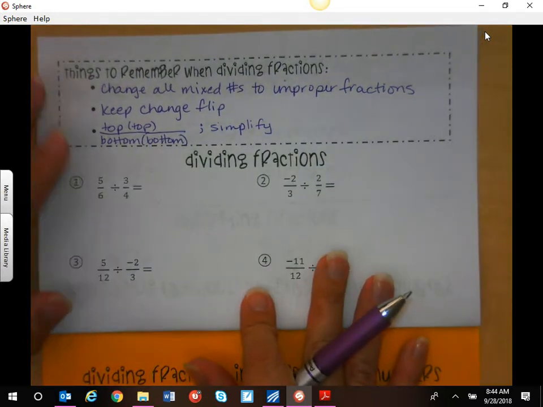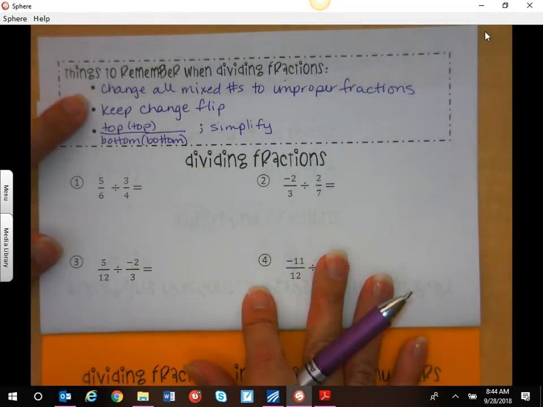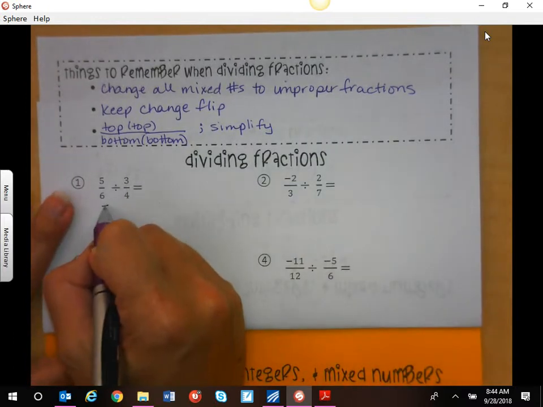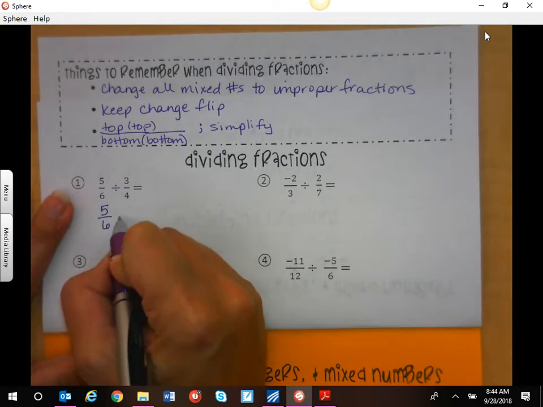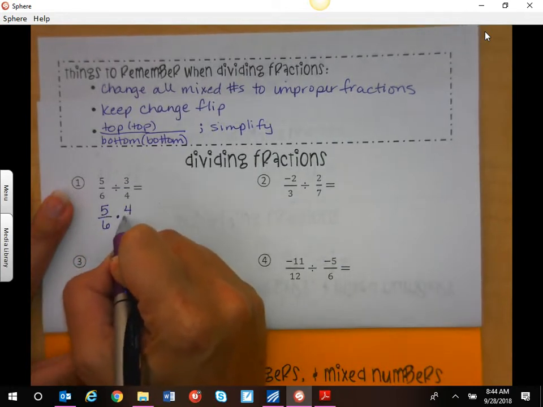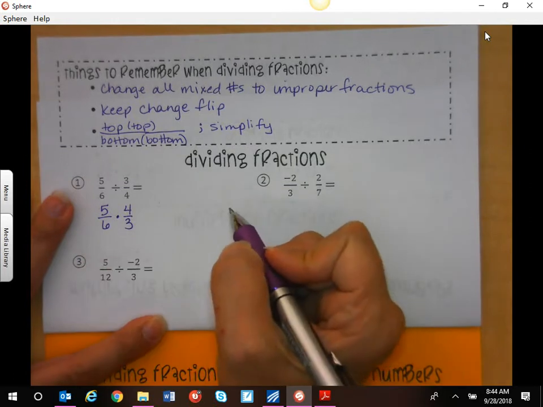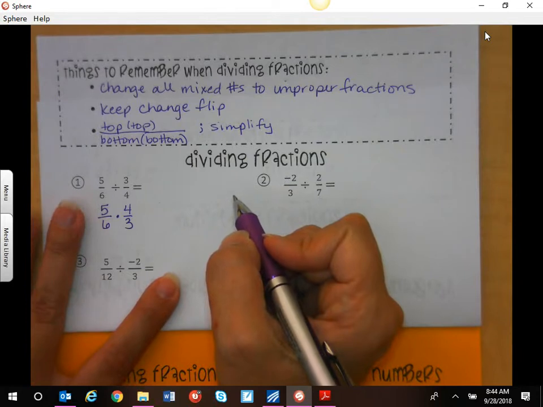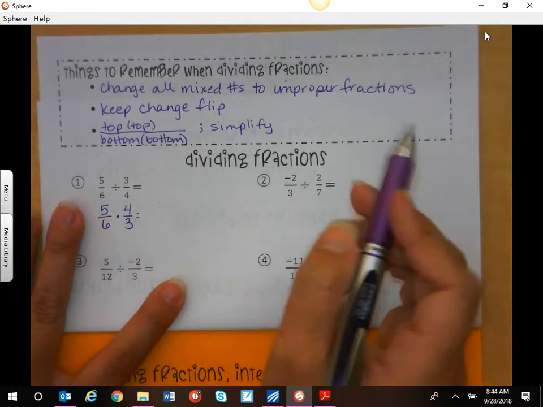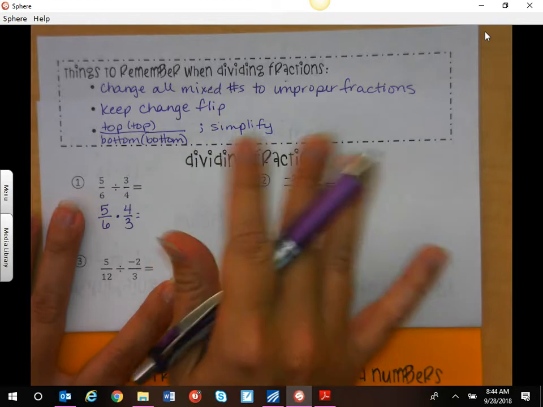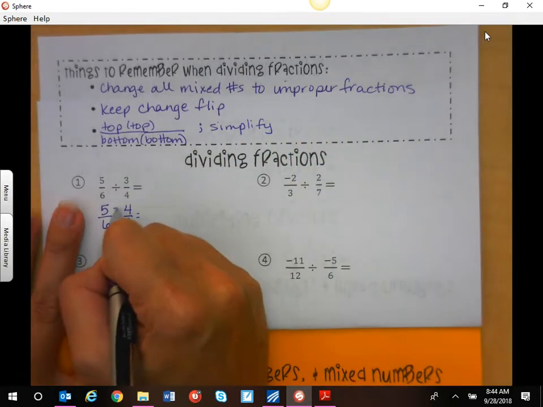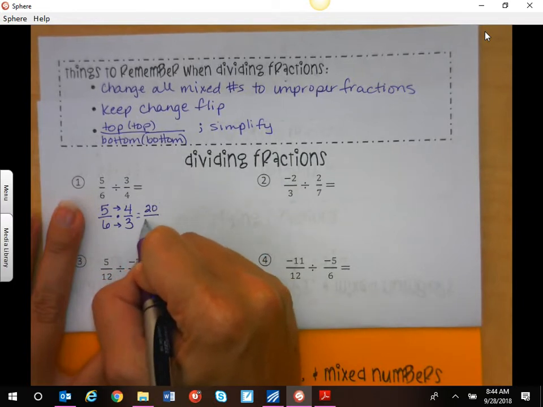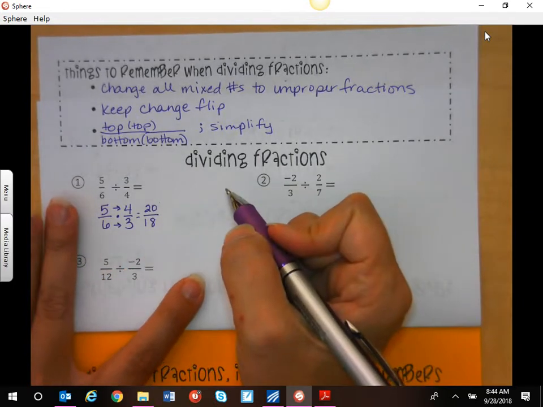5/6 divided by 3/4. So I have no mixed numbers here. They're already fractions. So we can go to step 2, which is keep, change, flip. So I've got 5/6 times 4/3. One of the things we talked about in class today is cross-reducing. I will show that to you in just a minute. If you're not sure about cross-reducing, then you can simply do top times top, bottom times bottom. And then you can make sure that you simplify.